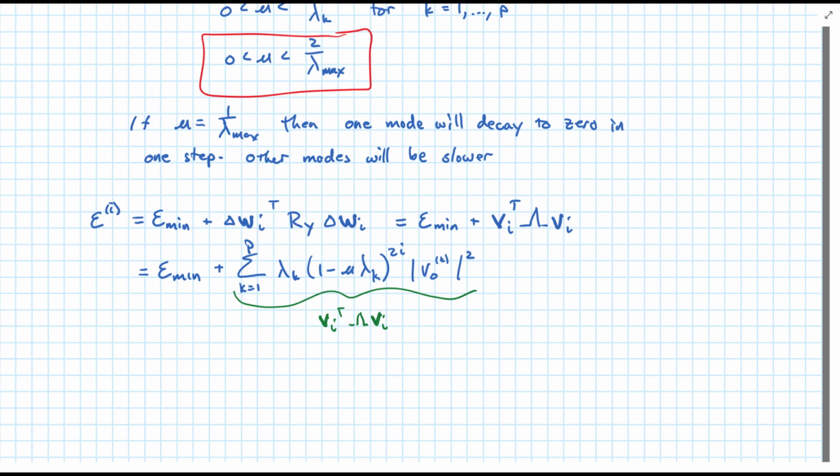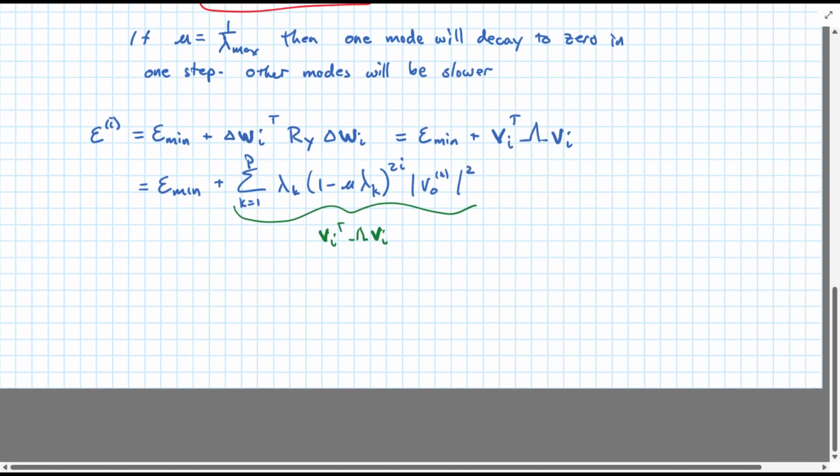And what does this tell us? This tells us that the total error is the error contributed by each mode, as we've been calling it. Some of these modes are going to decay very, very quickly. If 1 minus mu lambda k is very small, then that value will go to 0 quickly. If, on the other hand, it's close to 1, that value goes to 0 very slowly. And so we end up getting behavior that looks like this.